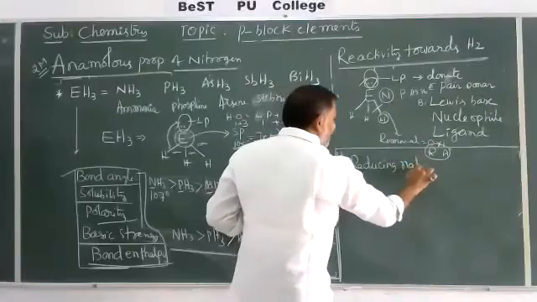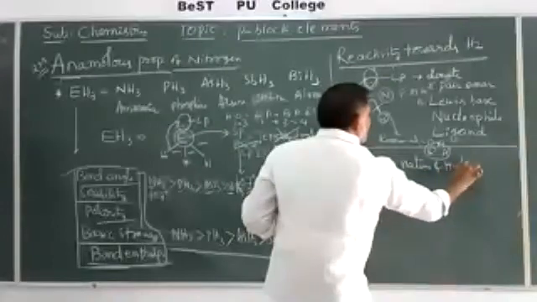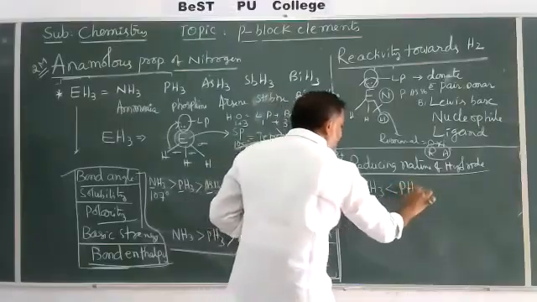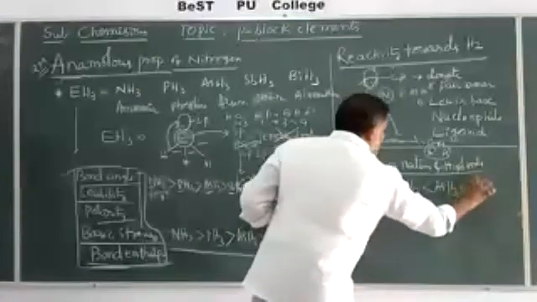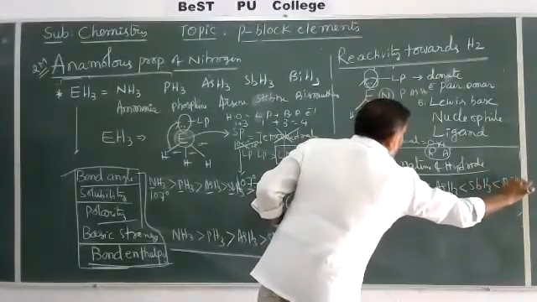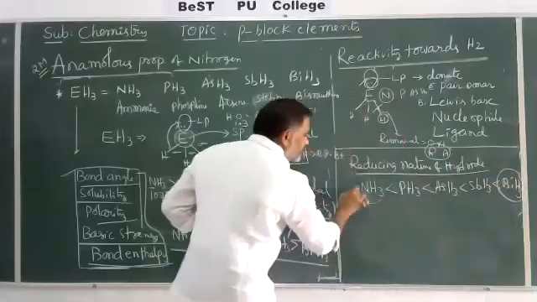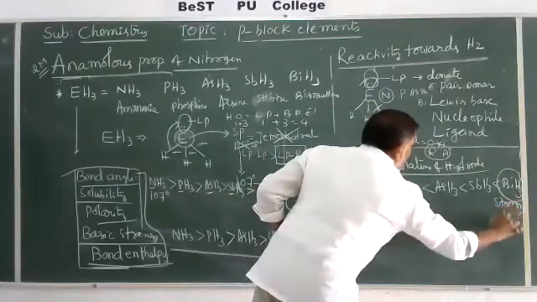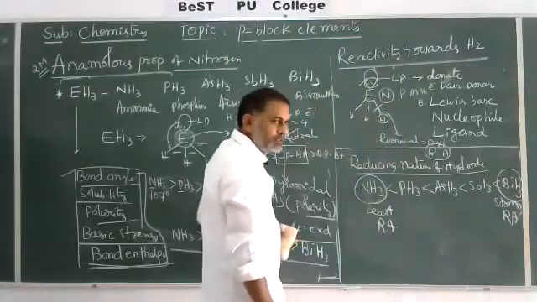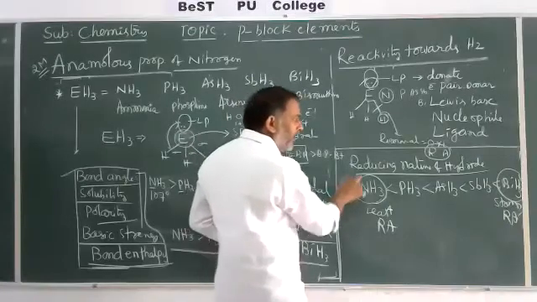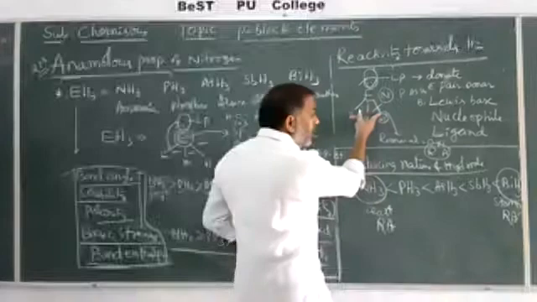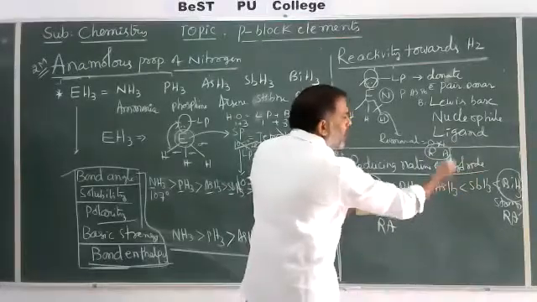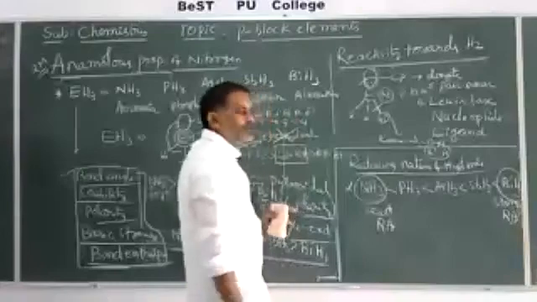The reducing nature of hydrides of 15th group elements is NH3 less than PH3, less than AsH3, less than SbH3, less than BiH3. BiH3 is the strongest reducing agent and NH3 is the least reducing agent. What is the reason? Because bond length increases and bond strength decreases, the hydride is ready to produce H plus ions, and removal of electrons takes place easily. Oxidation takes place. That's why BiH3 acts as the strongest reducing agent.